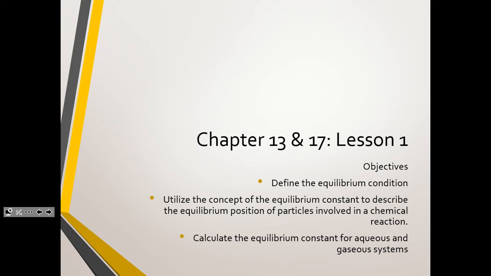Howdy, students. This is going to be a lesson over chapter 13, and we're not going to get to 17 in this one, but in the first video, we're going to cover what the equilibrium condition is. We're going to utilize the concept of equilibrium constant, and we're going to describe the equilibrium position of particles involved in a chemical reaction. And then we're going to use those pieces of information to calculate the equilibrium constant for aqueous and gaseous systems. So make sure you have a calculator, and you'll be pausing the video to work out some problems.